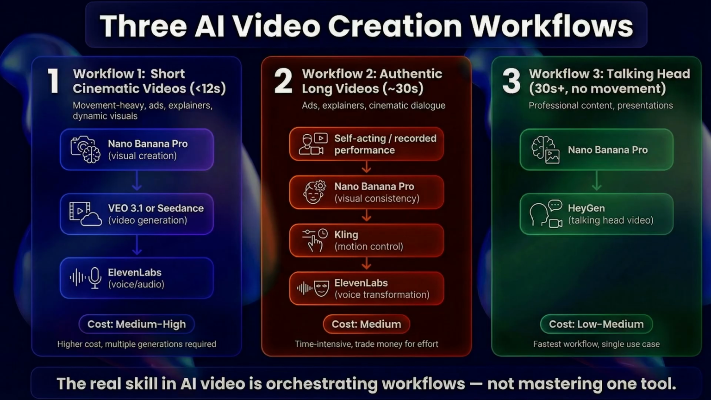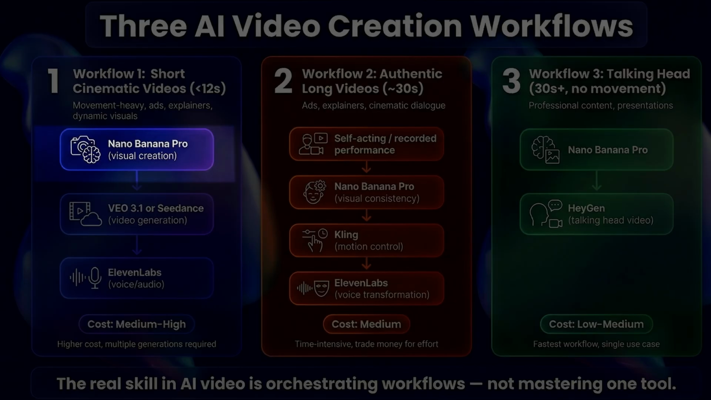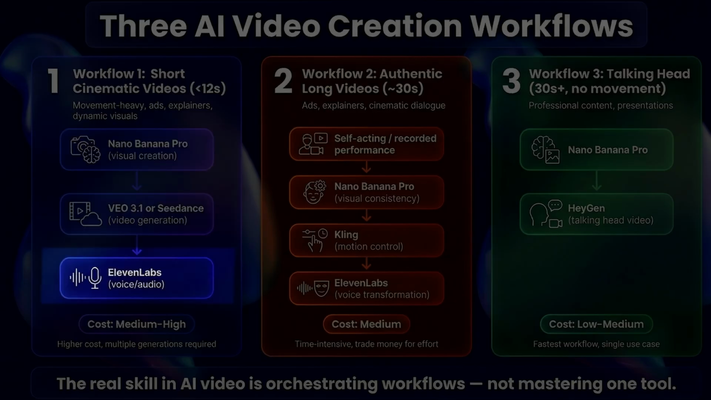Alright, so let's break it down. We have 3 workflows, which one to choose in which cases. Workflow number 1, if you want to create short videos of 12-second maximum with a little bit of movement, like cinematic videos, ads, explainer, dynamic content, and for that you're going to use Nano Banana or Seedream for your character, then VO 3.1 or Seedance for the video generation, and then 11 Labs for the voice.